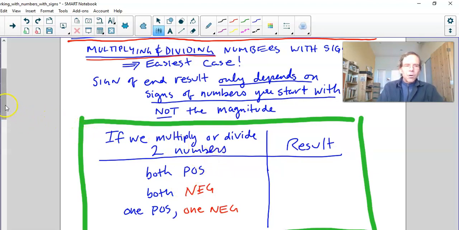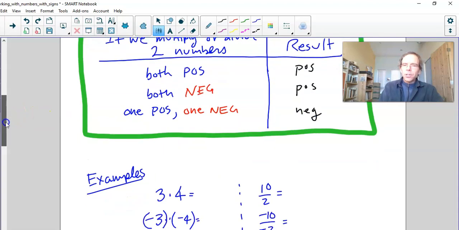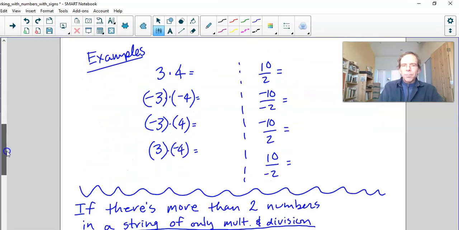So let's go over this. It's very cut and dry. There's only one answer you could get. If both numbers are positive, the result is positive. If both numbers are negative, the result is positive. It's only when one number is negative and one is positive, so a positive and a negative, that the end result is negative. All right? So those are the simple rules. There's 3 rules there.